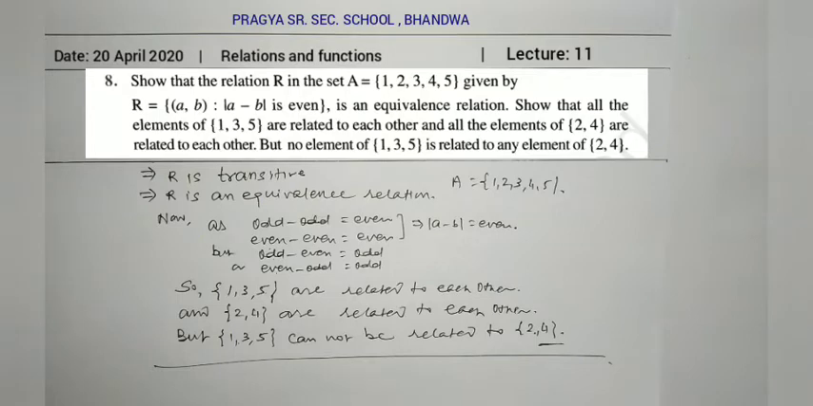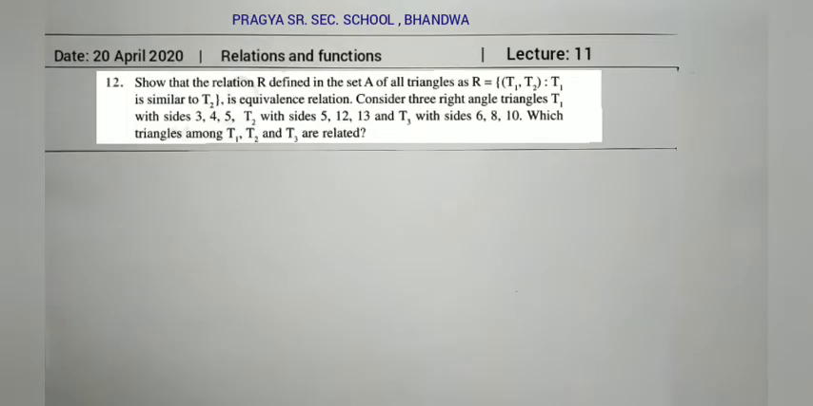Now we will discuss question number 12. Now see, in question number 12 it is given: show that the relation R defined in the set A of all triangles as R equals T1, T2 such that T1 is similar to T2 is an equivalence relation. And then we have some second part. So at first we need to prove that this relation is an equivalence relation. Let us prove it first.